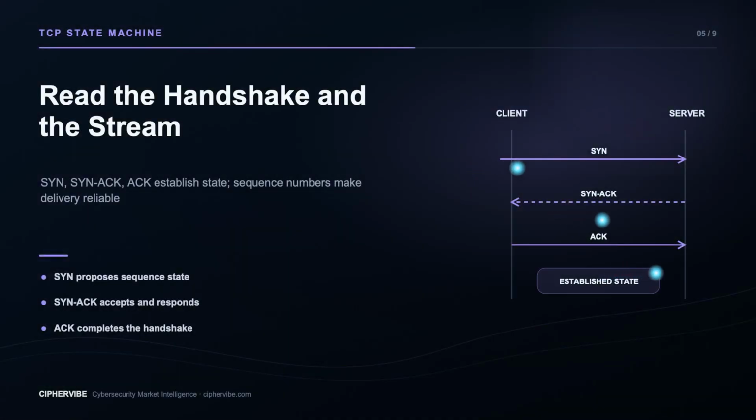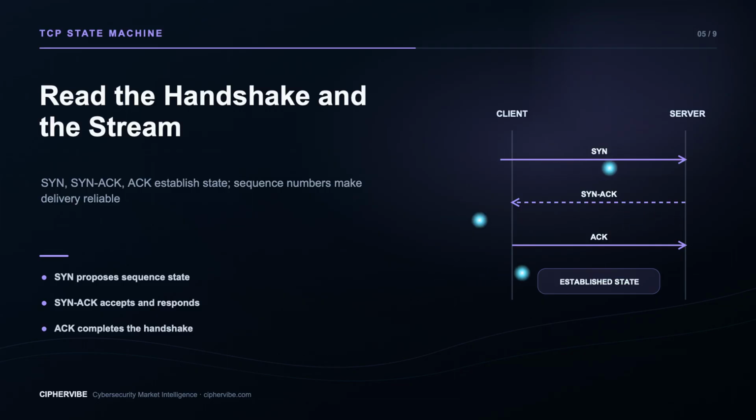TCP creates a reliable ordered byte stream between two socket endpoints. The connection normally begins with a three-way handshake. The client sends SYN with an initial sequence number and options. The server replies SYNACK, acknowledging the client and proposing its own sequence number. The client returns ACK. Both endpoints now have synchronized sequence spaces and negotiated capabilities, such as maximum segment size and window scaling. Sequence numbers describe byte positions. Acknowledgments indicate the next byte expected.